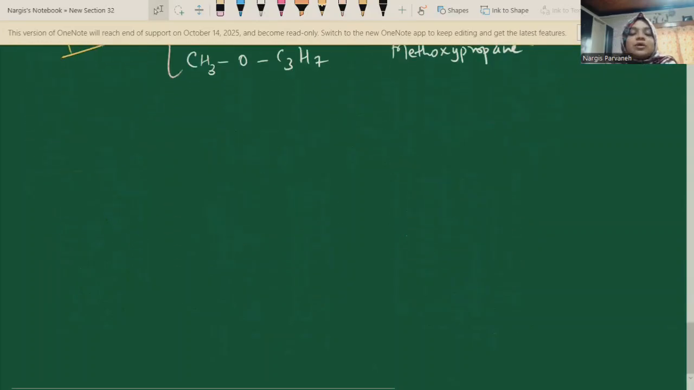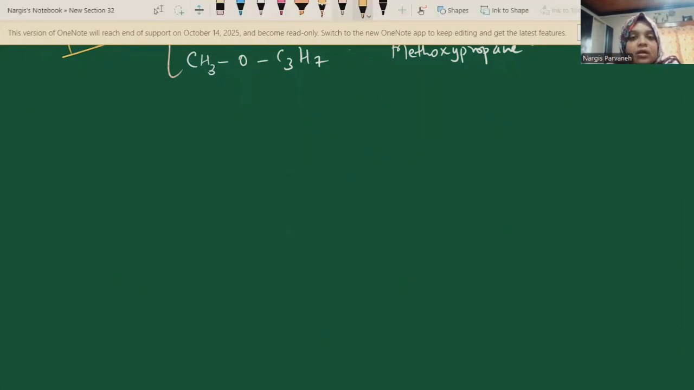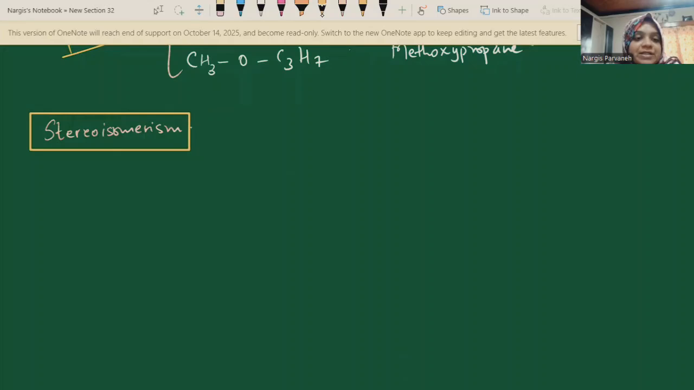Done. Now let us talk about the stereoisomerism. Stereoisomerism. So here the compounds, of course, that have the same molecular formula, but they are arranged differently in space. They are bonded to each other in a type of arrangement that is very different in space.